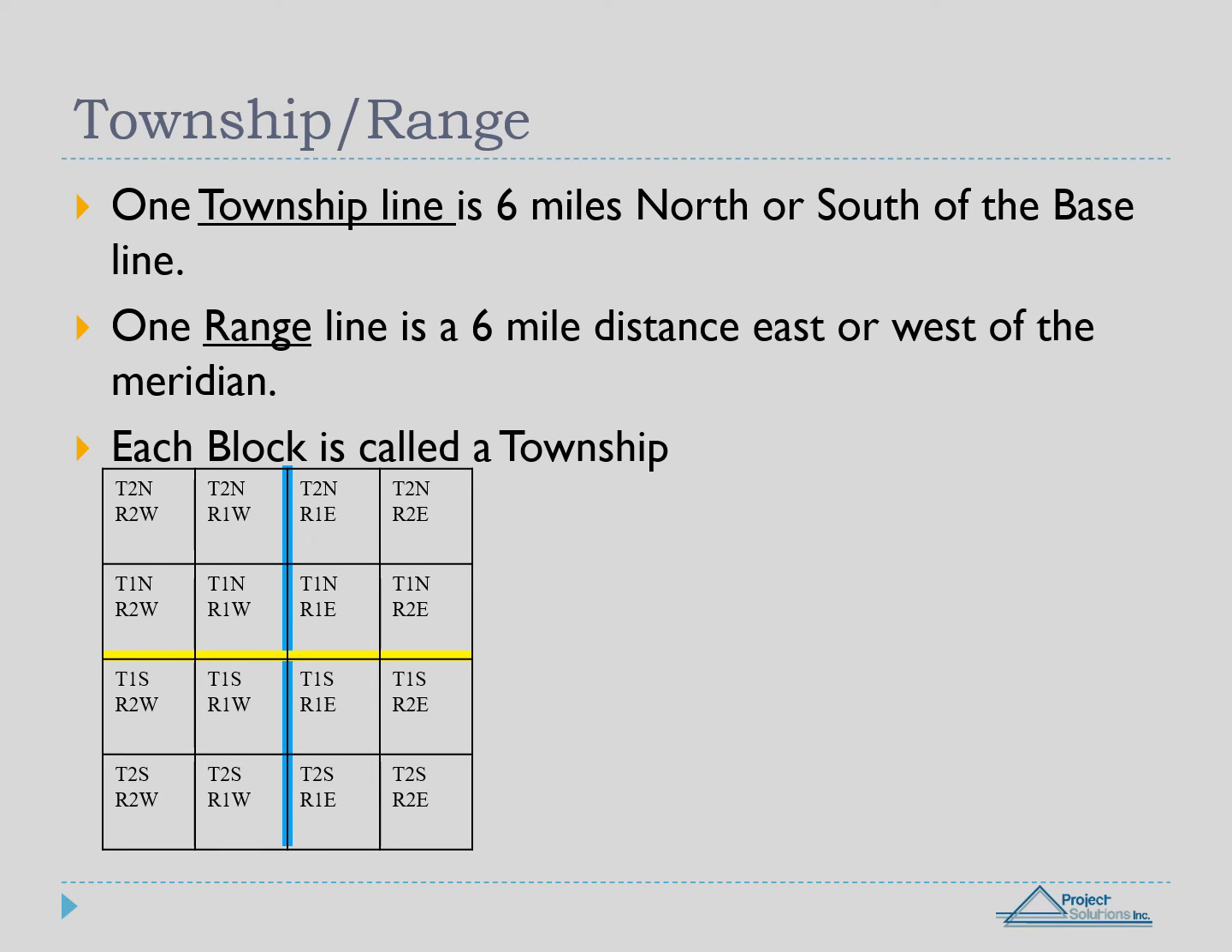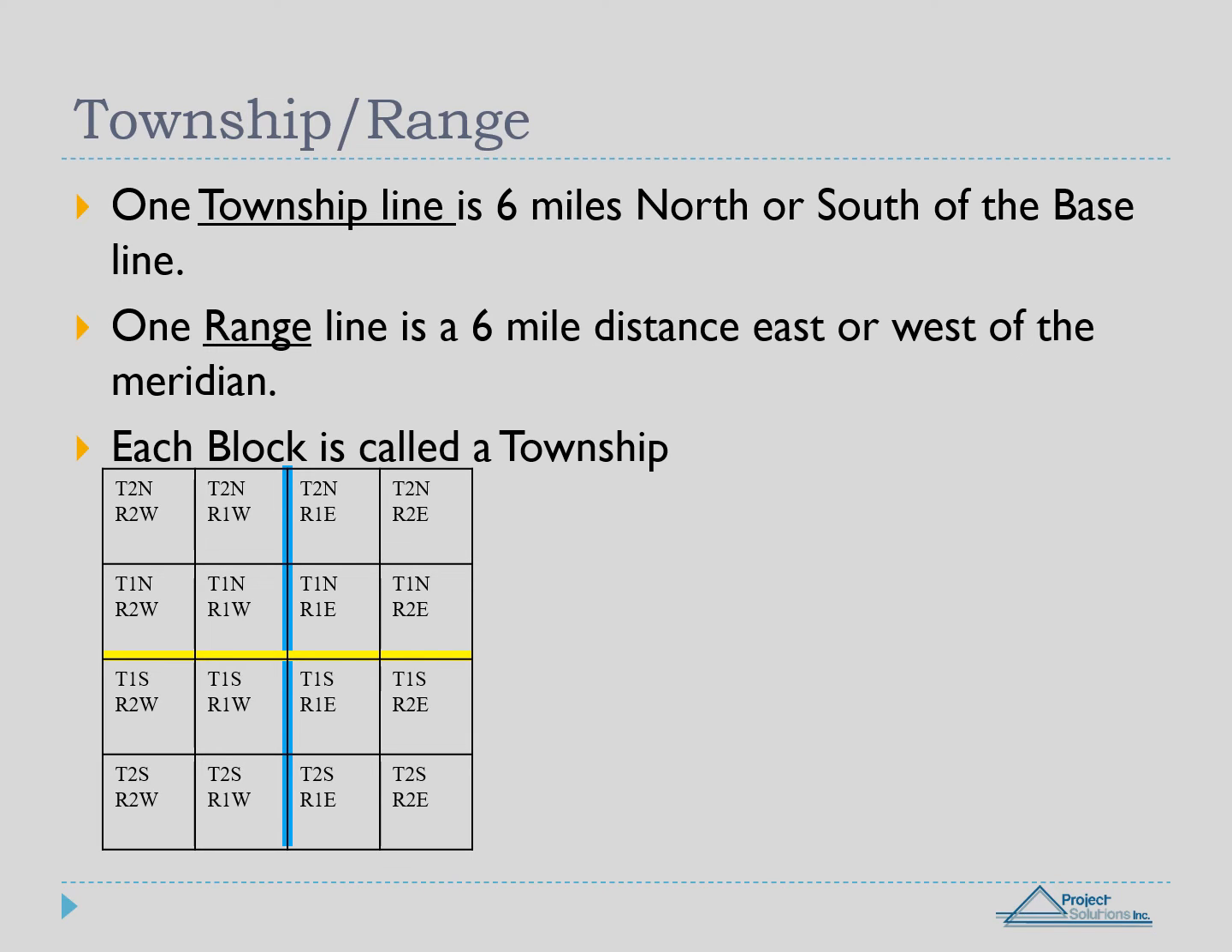Land is broken into areas called townships. One length north or south of the baseline is called the township line and they are spaced 6 miles apart. One length running east or west of the meridian is called a range line and is also separated by 6 miles from each other. So a township is a square with 6 mile sides, giving a 36 square mile area. In the example below, you can see several townships in reference to the baseline and the meridian.